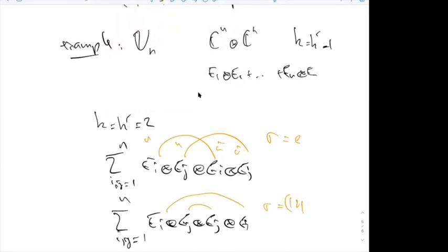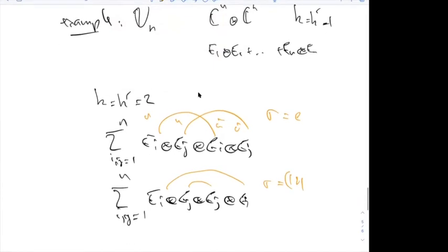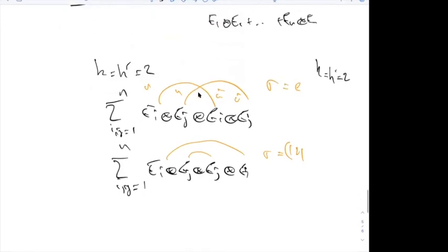And the fact is that here I just gave you the example for k = 1 or k = 2, but this is always true. This is always true, and this is something which is called Schur-Weil duality.